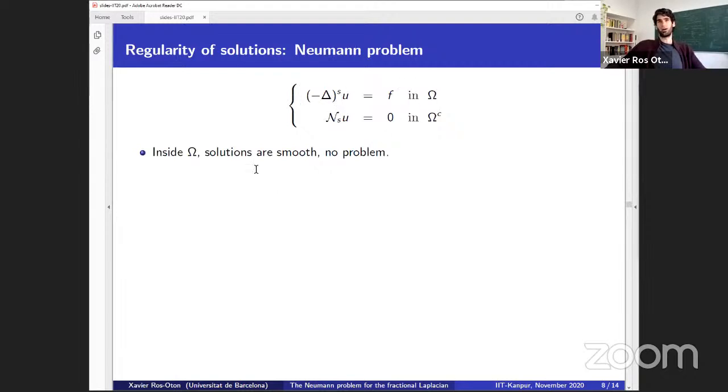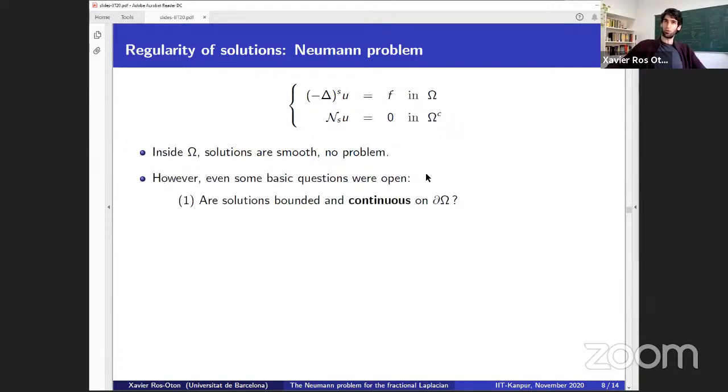So solutions are smooth inside, but even after our first paper with Serena Dipierro and Enrico Valdinoci and other works, there was a question that remained open for several years, since 2015 or 16 when we introduced the problem, till now. It was not even known that solutions are bounded and continuous up to the boundary. So, are solutions continuous up to the boundary for this Neumann problem? Even this basic question remained open and seemed challenging.